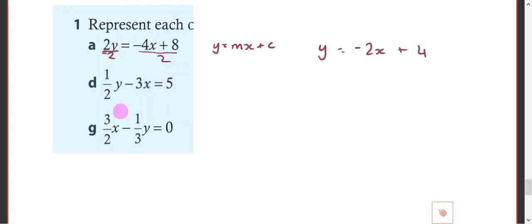D, is this point slope? Gradient intercept? Standard? None of them. Okay, why is it not standard? Because it's not an integer. Okay, not integers. Good. First off, let's make it y equals mx plus c. Same problem. I've got half a y. What do I do to sort that out there?